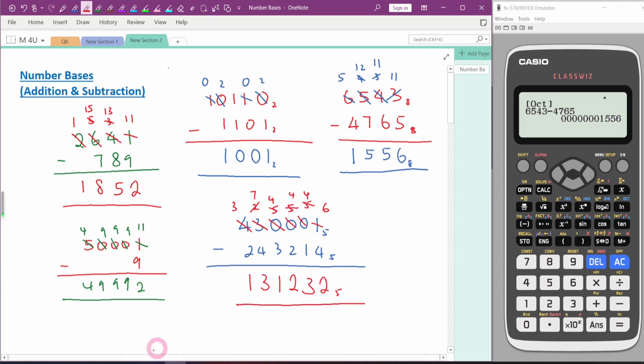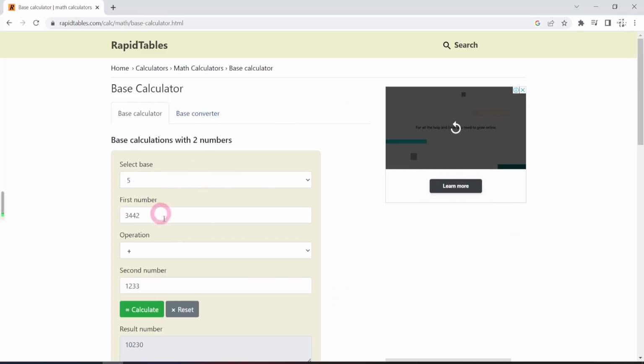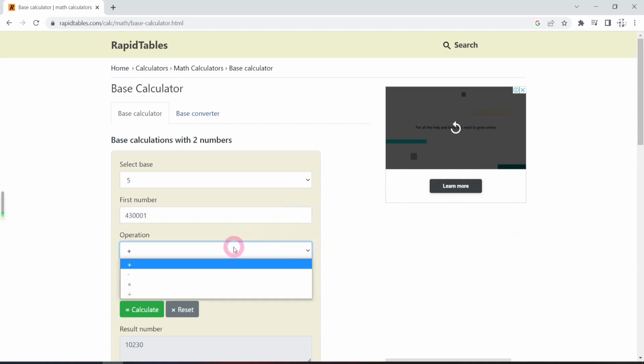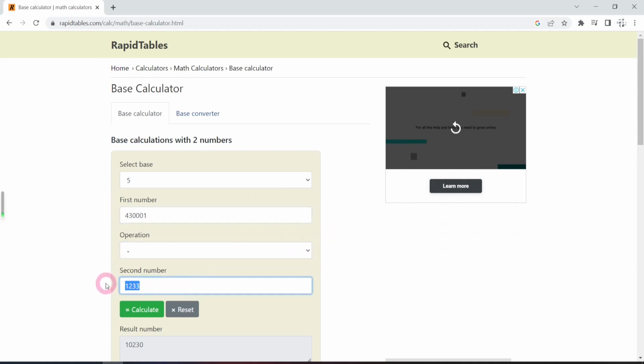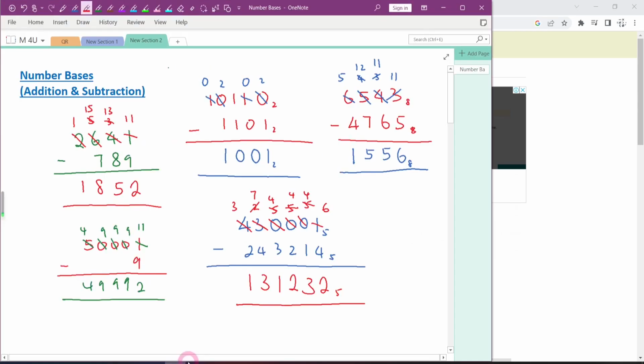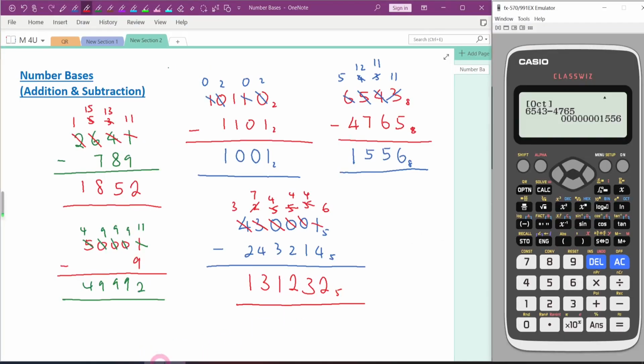Now, let's check our answer. This is base 5, right? 300001. Oh, sorry, I have 300001. Okay, let me add one more 0 to it. And this is minus. Now this is 243214. Press equal, calculate. 131232. Okay, correct.